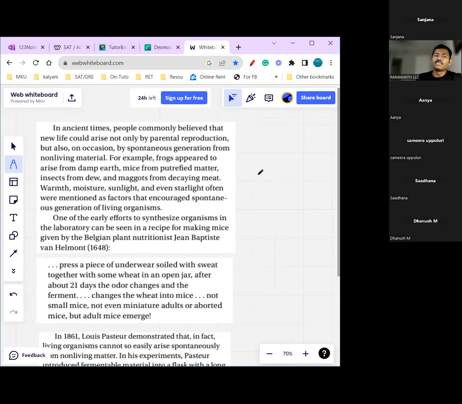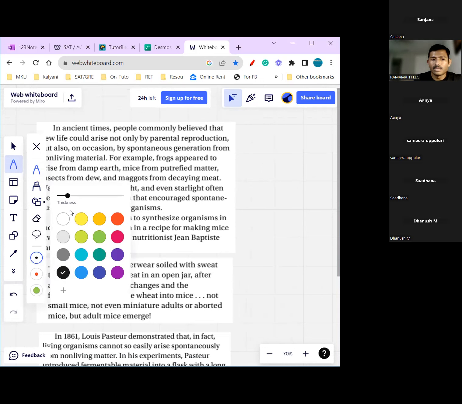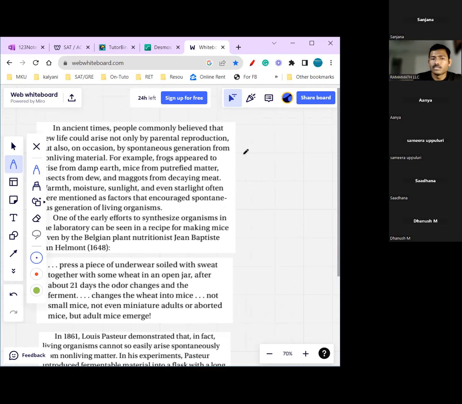Obviously, mice are not going to come from that, and life is not going to spontaneously come out of the blue moon. So obviously there is a misconception there. The misconception is introduced at the beginning. You see that? In the passage, I can see a misconception, and it is about the origin of life.